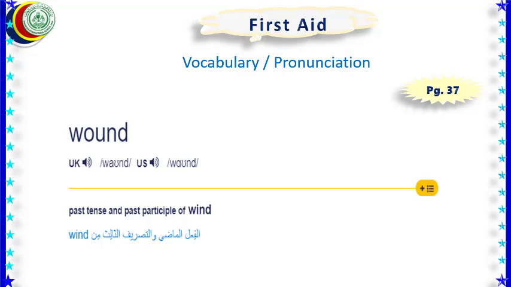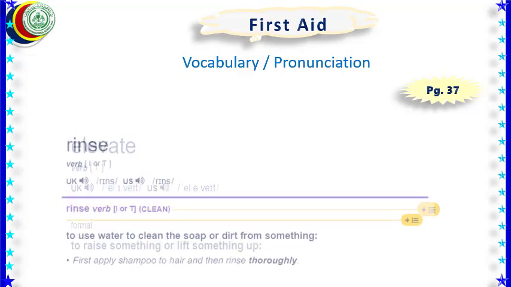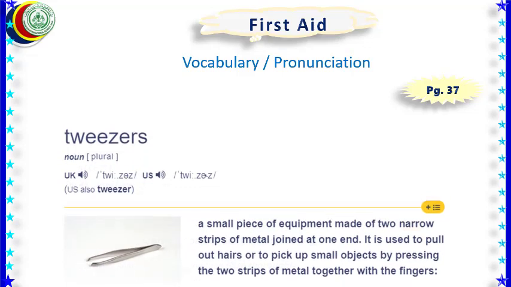But we shall use this wound in our lesson as a noun. As a noun, it means injury. When there is a cut on the skin or skin is injured, that is wound. We shall use it as a noun in this lesson. Elevate means to raise something, to lift something up. Rinse means to use water to clean something.